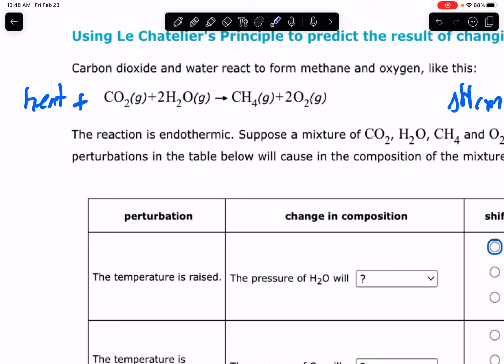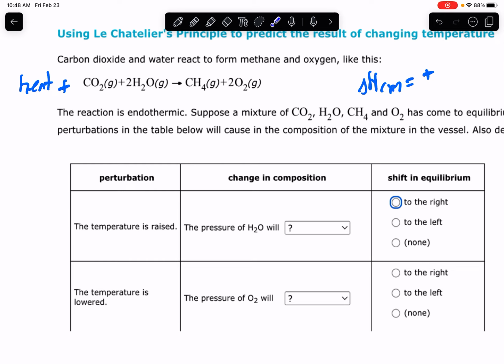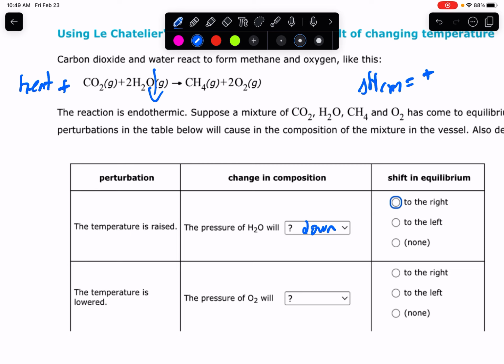So the end result is going to be you're going to end up with more of this and more of this, and you're going to end up with less of these two things because the reaction is going across from us. So if we take a look at the question, they're saying, what is the pressure of H2O? And remember, if we raise the temperature, we're raising the heat essentially, and we're sliding across. So what's going to happen to our H2O? Well, our H2O is going to end up going down. And we already kind of answered this question, because as the temperature goes up, the reaction is going to go over to the other side. So our answer over here is going to be to the right.